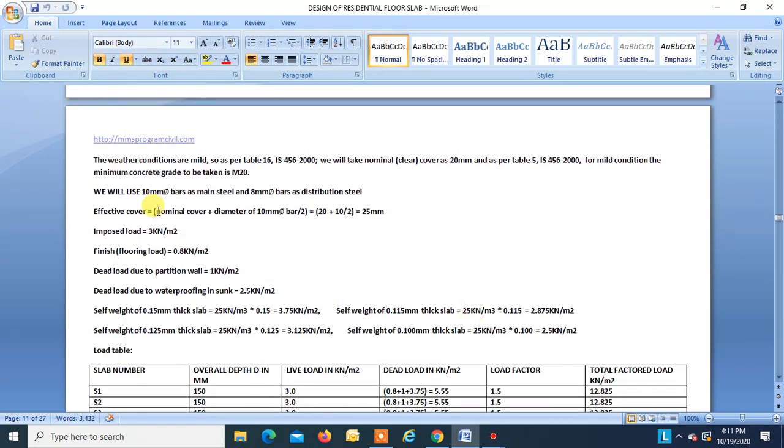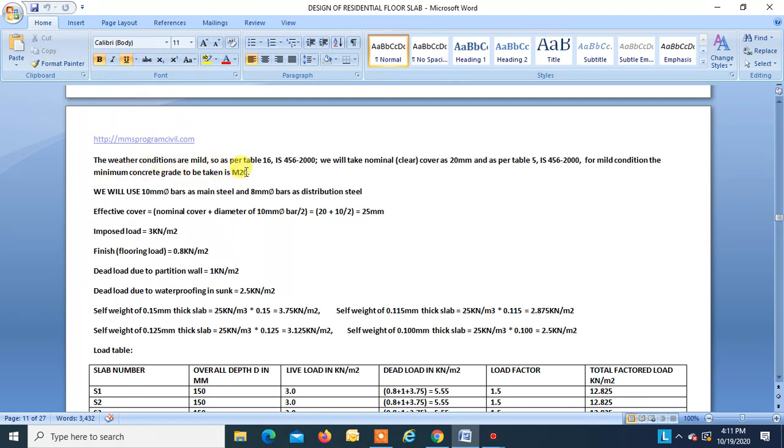Now the weather conditions are mild, so as per table 16 of IS 456 2000, we will consider the nominal clear cover as 20 mm. And as per table 5 of IS 456, for mild condition, the minimum concrete grade to be taken is M20.